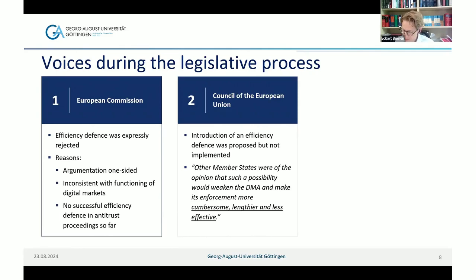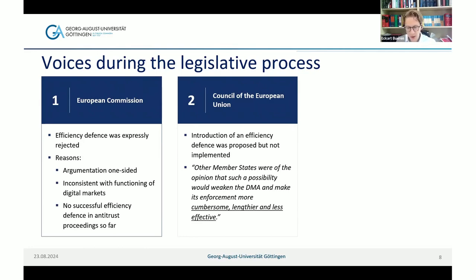So there were some member states who proposed the possibility of gatekeepers to make use of efficiency and objective justifications for their conduct to better take into account the impact of gatekeepers' behavior. Whereas other member states were of the opinion that such a possibility would weaken the DMA and its enforcement and make it more cumbersome and lengthy. And actually the latter opinion prevailed.